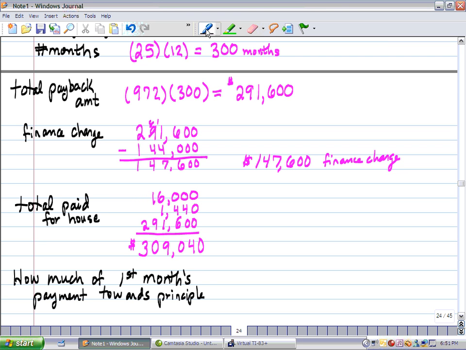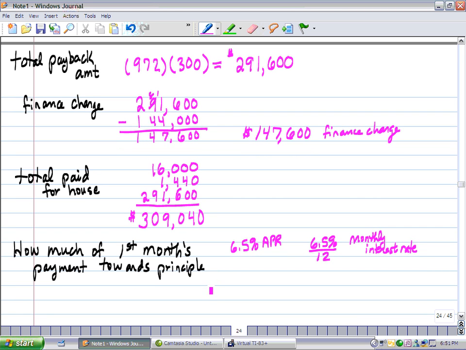Okay, let's see. How much of the first month's payment towards the principal? Well, our interest is 6.5% per year. So that's APR. We want to divide that by 12 to get the month. So 6.5% divided by 12 would be like our monthly interest rate. And then we're just going to use similar to the simple interest.